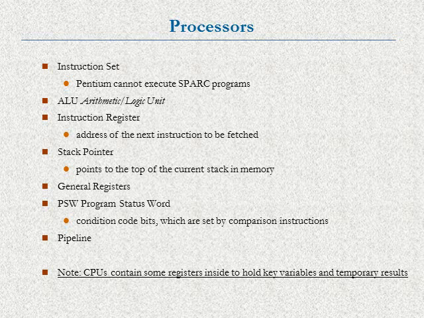Another important component is the program status word. This is used to indicate various bits that are used to verify the comparison statement, whether something is less than the other, greater than the other, or equal to the other. So different bit codes are there for each of these statements.